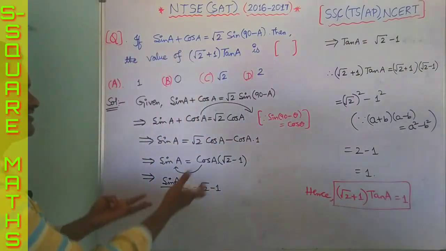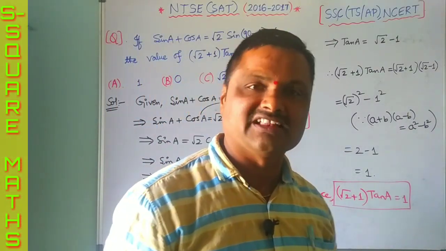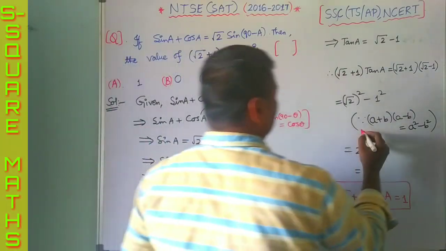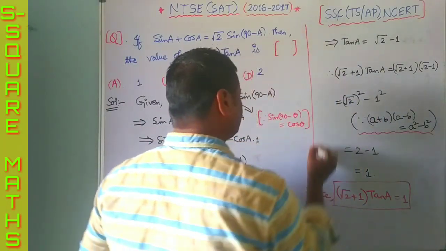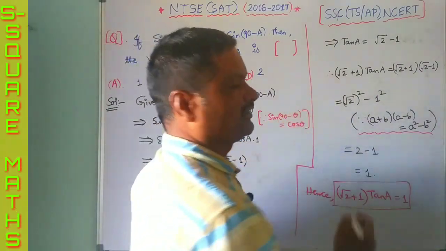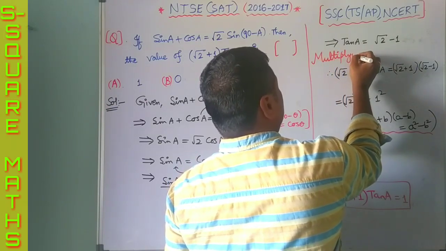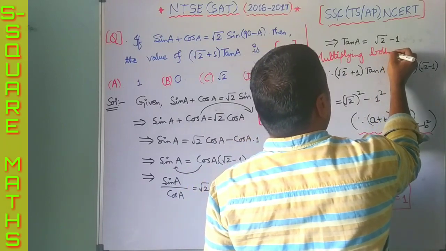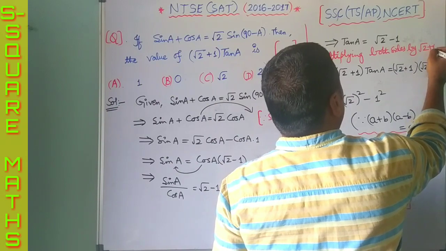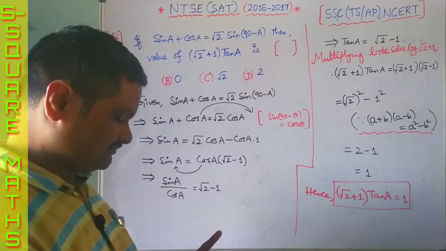If you observe carefully, it's very simple. No need to fear by seeing the question. Just go through the basic steps of algebra and you will get the answer. Here I used A plus B into A minus B. Sin theta by cos theta is tan theta. Here I multiplied both sides by root 2 plus 1.